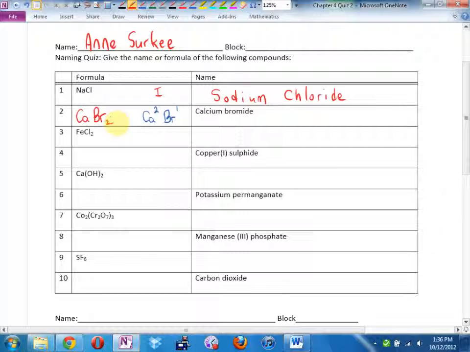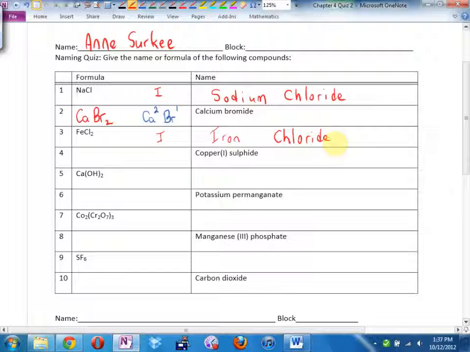FeCl2, ionic or covalent? Ionic, because it starts with a metal. Now, is iron multivalent? It is. That one I have memorized. I know it is. So it's going to be iron and some Roman numeral, and then chloride. What Roman numeral? How can I figure it out?